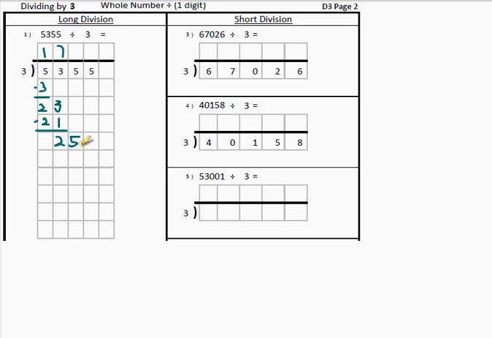3 goes in 25. How many times? 8. 8 times 3, 24. I take away, to get the remainder, 25 take away 24 is 1. My remainder is 1. I bring down the 5. I have 15. 3 goes in 15. How many times? 5. 5 times 3, 15. I take away 15. Take away 15 is 0. I bring down, and there isn't a next number to bring down. In other words, that means we are done. The answer is 1785. Now you try to do these short divisions on your own. Pause the video now.